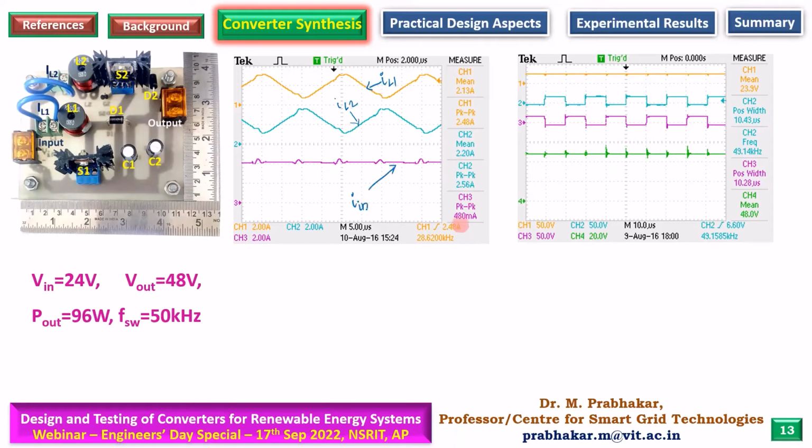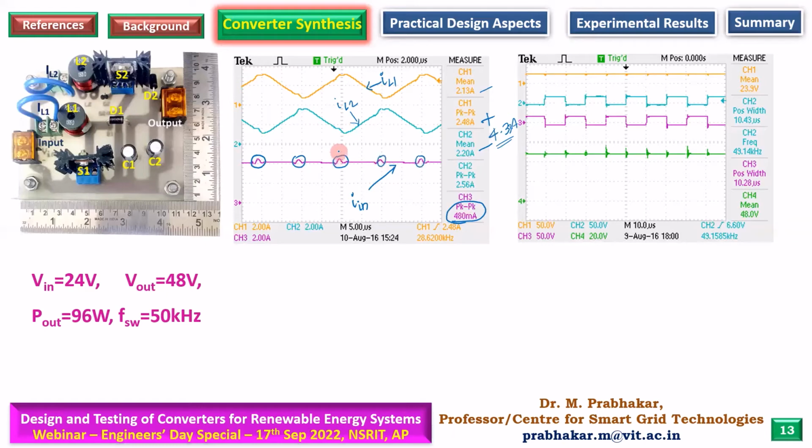Absolutely no ripples. You can just check this. 480 milliamperes is the peak to peak value. Whereas the two currents are 2.2 and 2.13. So when you add them, it will be about 4.4 amperes, or 4.33 amperes to be precise. For this 4 ampere, it is only 480 milliamperes. So maybe not even 10% or something like that.